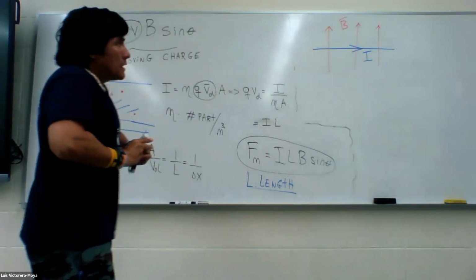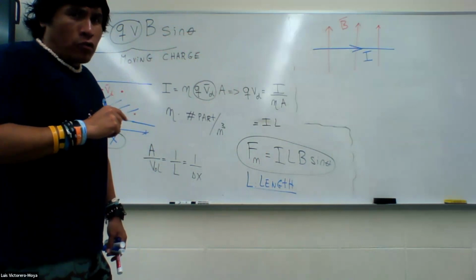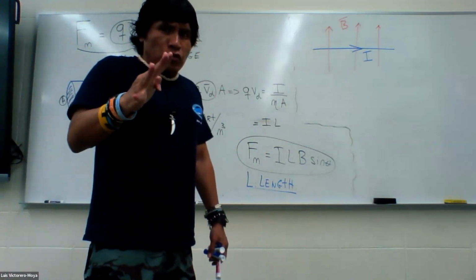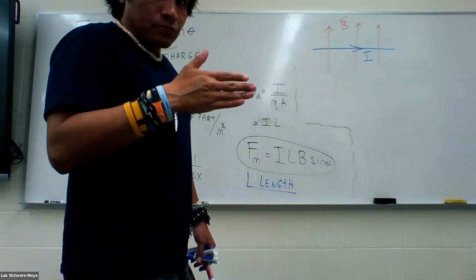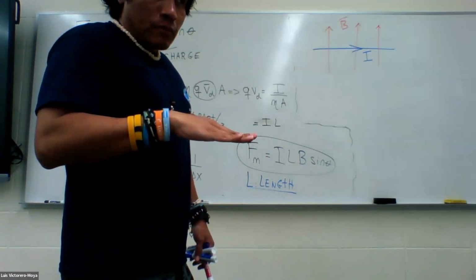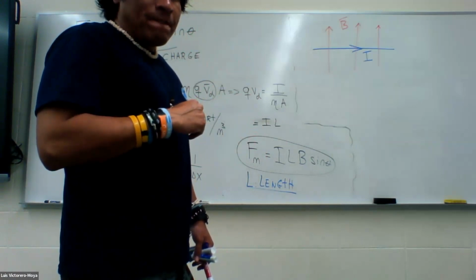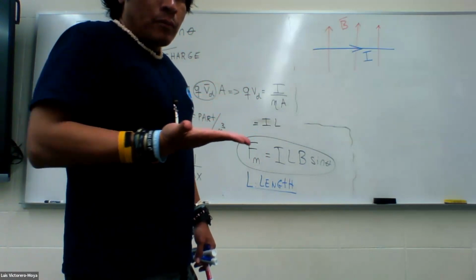If you have that, what's the direction of the magnetic force? Now your 4 fingers are going to be on the direction of the current. And you're going to place your hand depending on the direction of the field. The field is going upwards. So you want to place it like this.